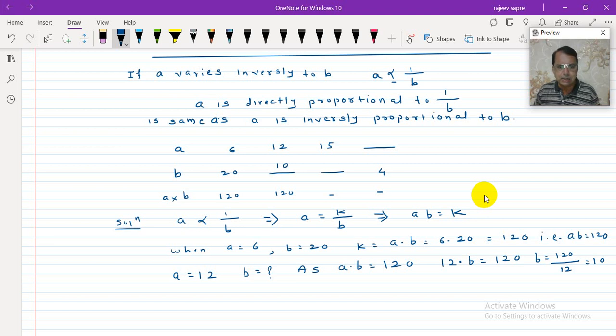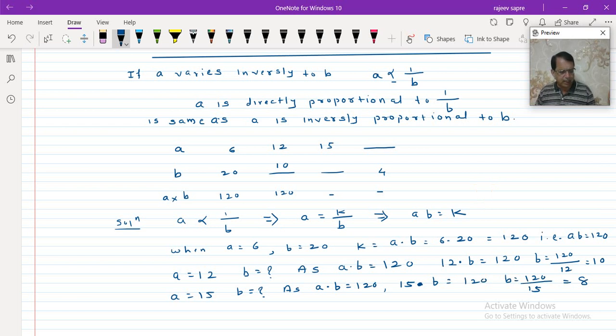Same story here. A is 15. What is B? That is asked. So as AB is 120, 15 into B is 120, and so B is 120 upon 15. So it is 8.